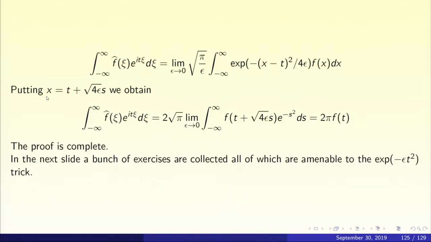Now I take the limit epsilon going to 0 inside the integral, because the function f is in the Schwartz space and Schwartz space functions are rapidly decreasing. So Lebesgue's dominated convergence theorem is applicable, and I can take the limit inside the integral. f of t plus root 4 epsilon s simply converges to f of t, and that doesn't depend on s, so f of t comes out and we are left with the integral from minus infinity to infinity of e to the power minus s squared ds, which is root pi. So all in all we get 2 pi f of t, and the proof is complete.